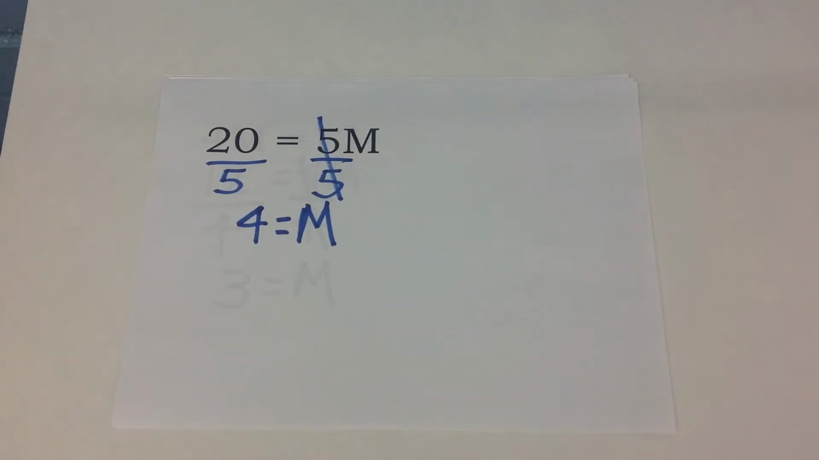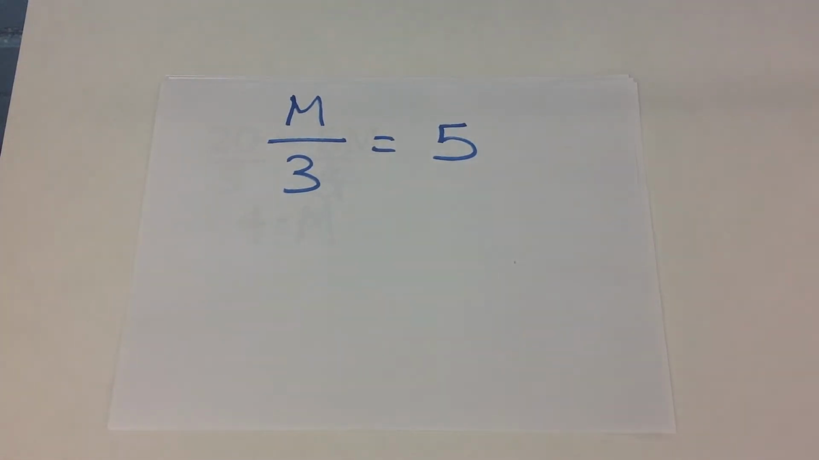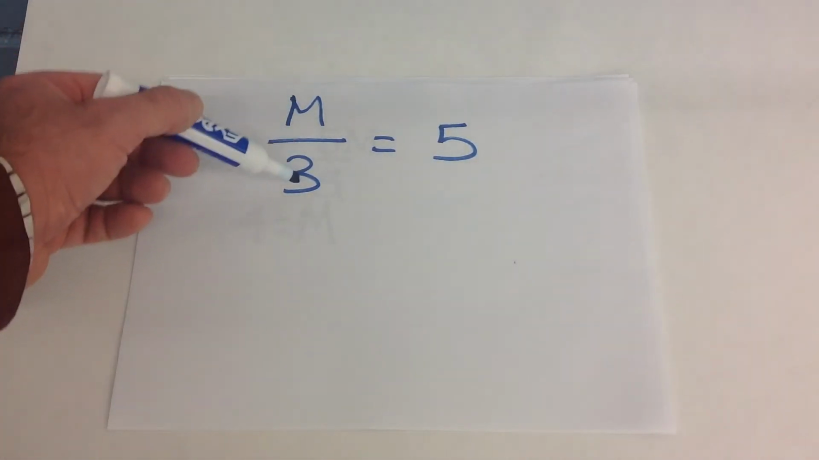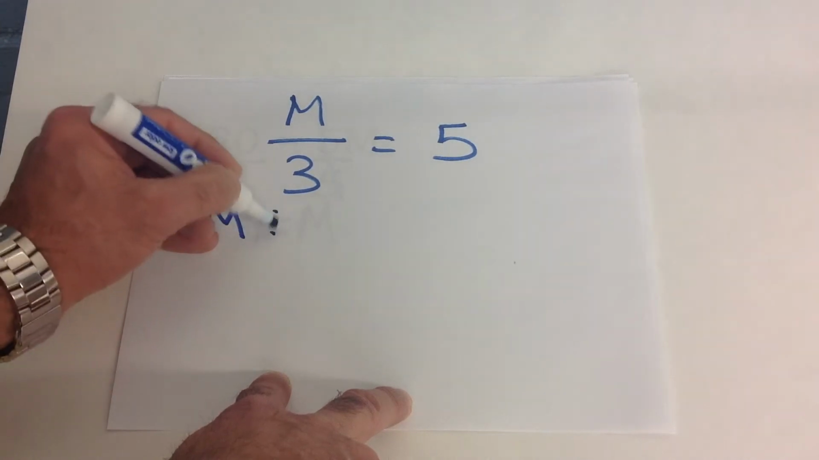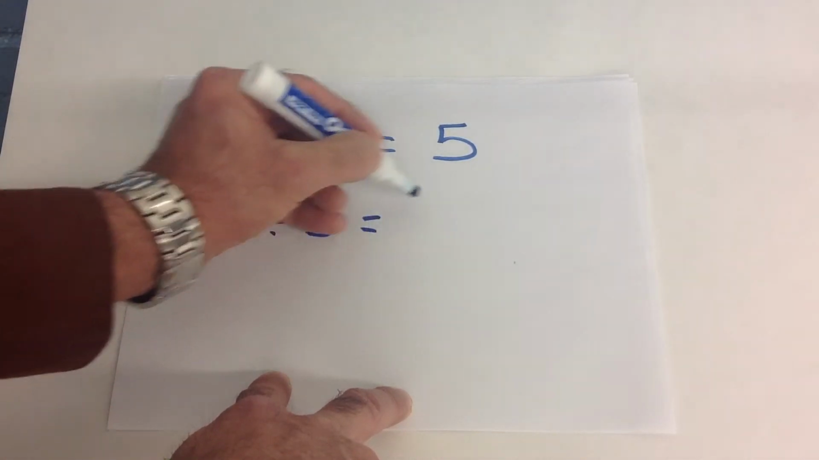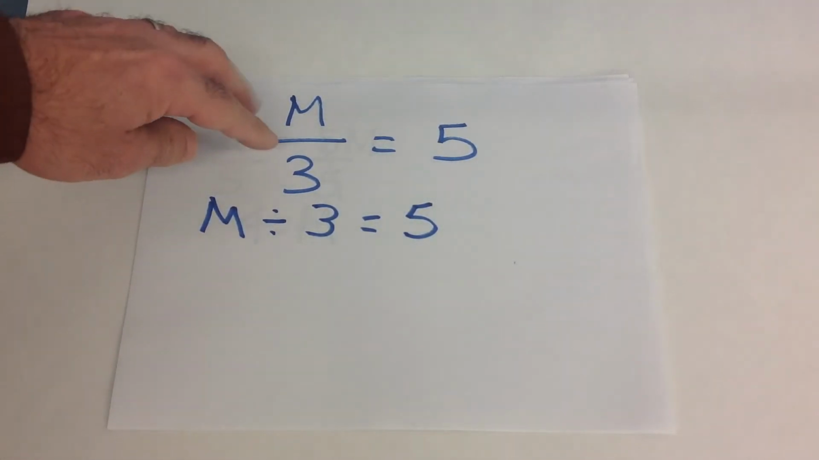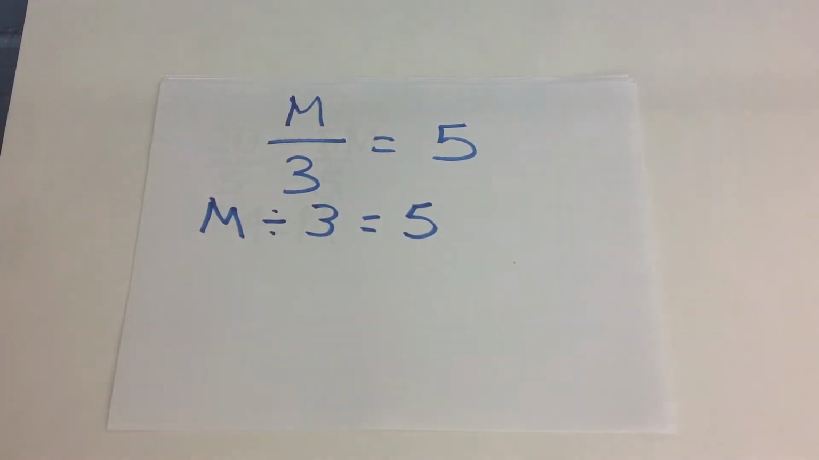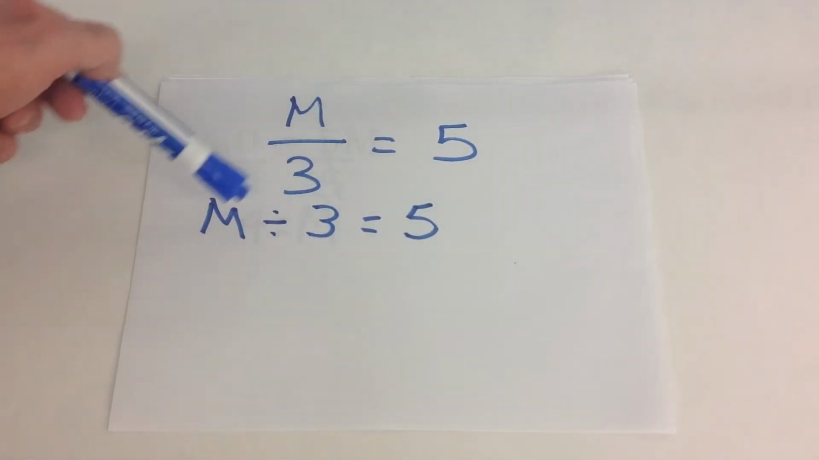Okay. Here is a division equation. Now with division, this is saying a number divided by 3. You can also see it like this. M divided by 3 equals 5. And what you're actually doing, you want to do the opposite operation. So instead of division here, we want to multiply the 3. So again, if you can see, 5 times 3 will give us our answer.